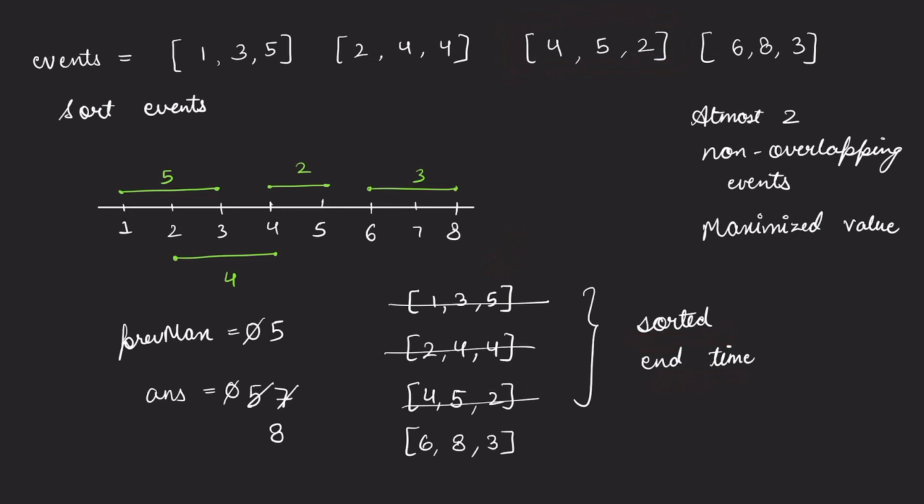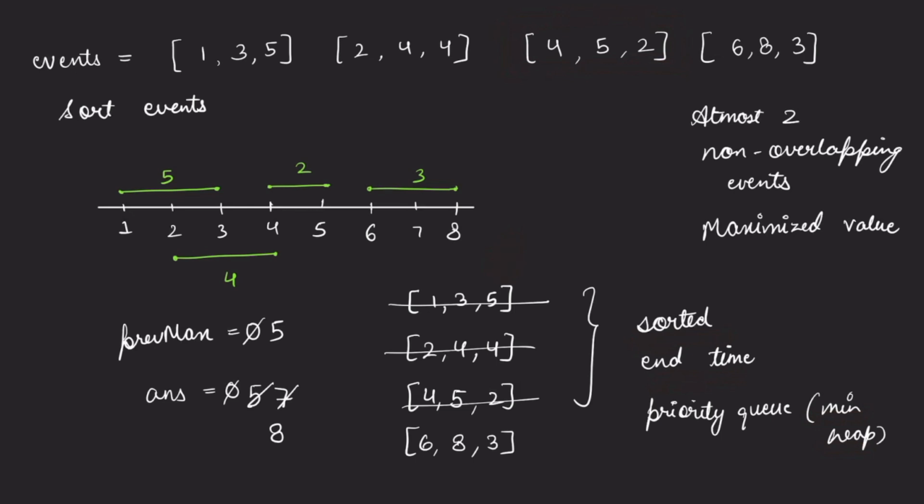So for this we can maintain a priority queue, right? We can maintain a priority queue which will be a min heap, because we want the end times to be sorted in increasing order. The smallest value should be present at the top. So that's why we will create a min heap. And in that min heap, we can store our events, right?